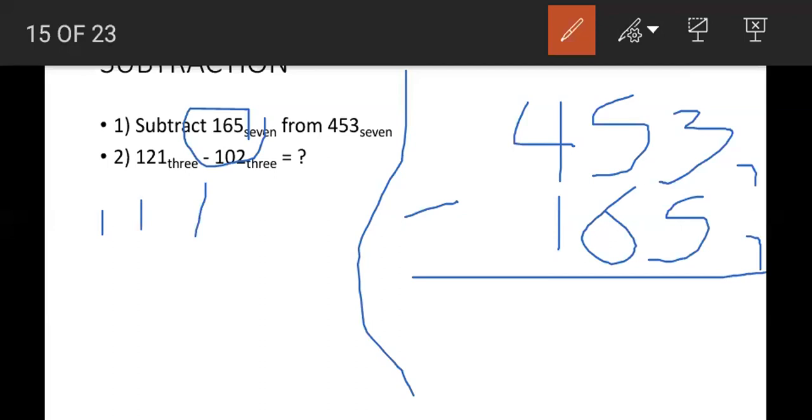Do you get this now? So this is not possible, to subtract 5 from 3. You now borrow 1 from what? From 5. Each time you borrow, the 1 that you borrow becomes the base in which you are operating. In number base, each time you borrow, it becomes the base in which we are operating. What base are we operating? Base 7. So that 1 becomes 7. You now add that 7 to the 3. Do you get that now?